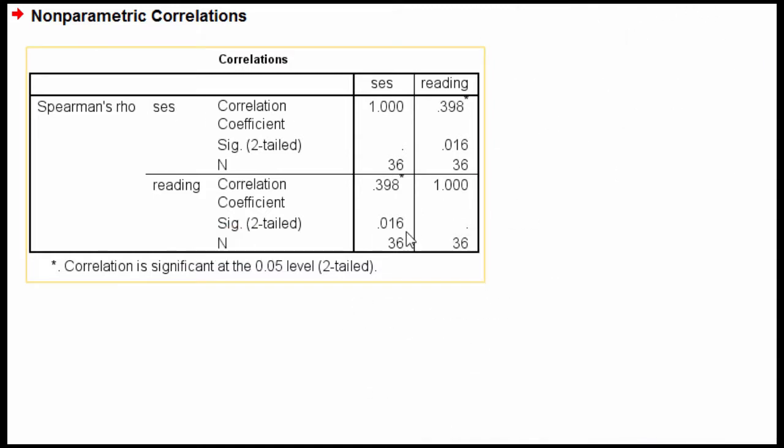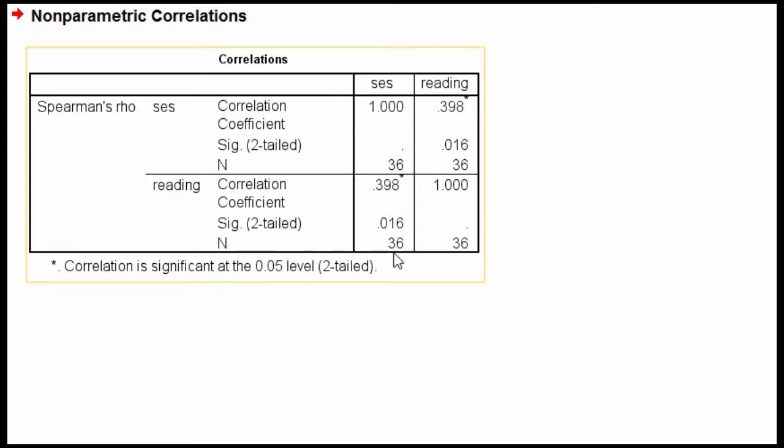And the correlation is statistically significant. P equals 0.016, which is less than 0.05. Therefore, we can justifiably reject the null hypothesis if we accept 5% as our demarcation criterion for statistical significance, which nearly everyone does.